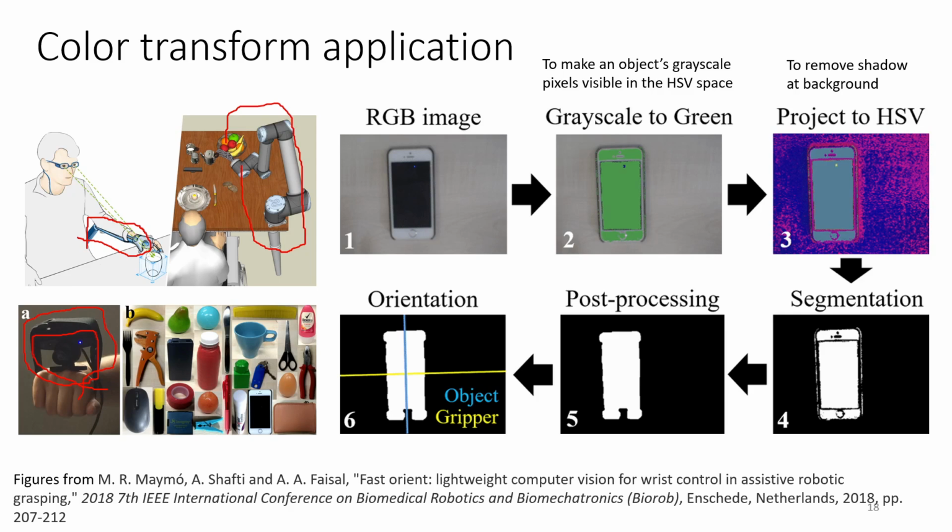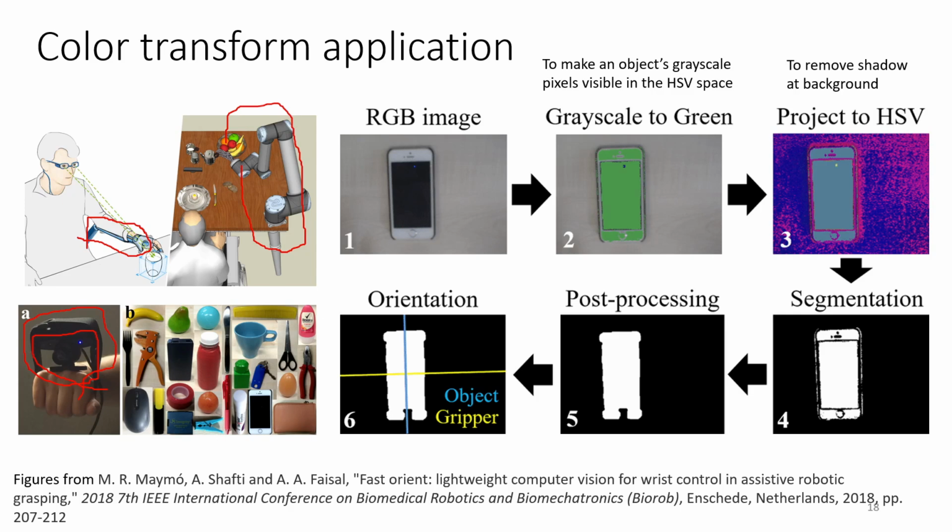So, for example, if they want to grab the iPhone, how do they do it? First, they have an image and they know the background of this image. Then first they change the color of the iPhone. If there are some gray pixels on the iPhone, it converts them to green. Why? Because they want to remove the shadow of the object. There are often shadows on the background.